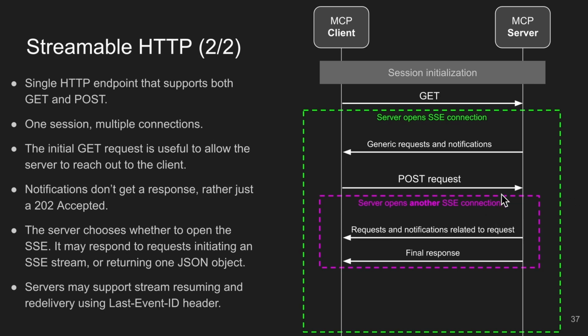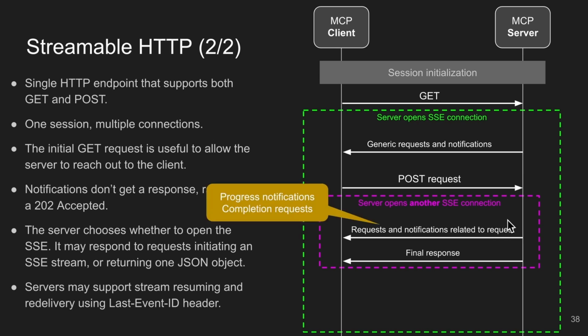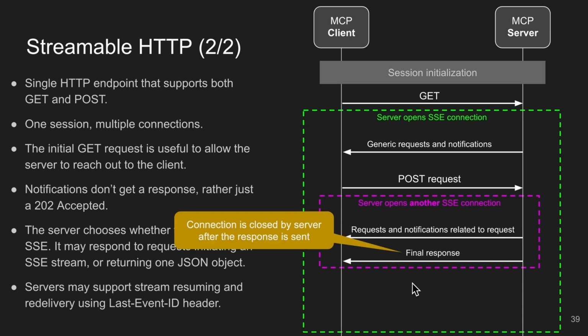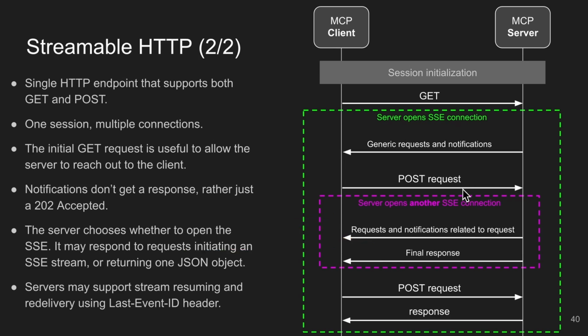Then the client will start sending request messages to the server using the POST HTTP method. And the server has the option to either return immediately or open an SSE connection. It's yet another connection. And while this connection is open, it can send requests and notifications related to the original request. So things like progress notifications or completion requests, which is sampling, what we have seen before. And then finally, the server will send its final response and close the SSE connection. Notice the server has closed this SSE connection and not the original one, which remains open. And for other requests, maybe the server this time decides not to open an SSE and just return the final response immediately. Your client has to support both situations.